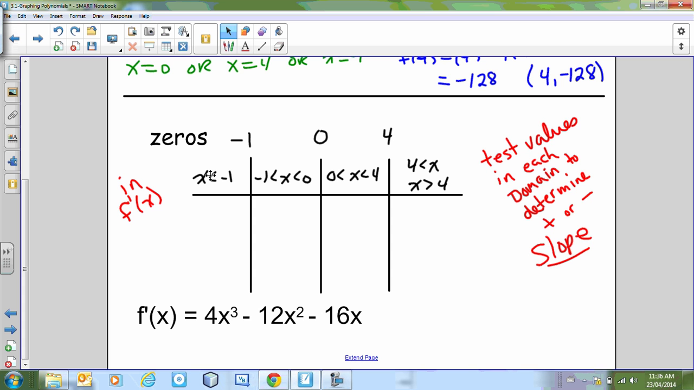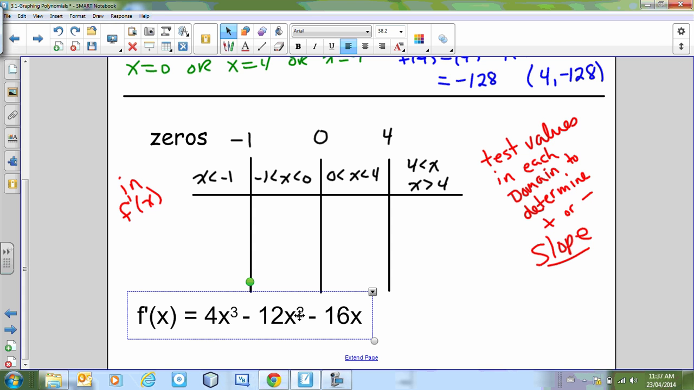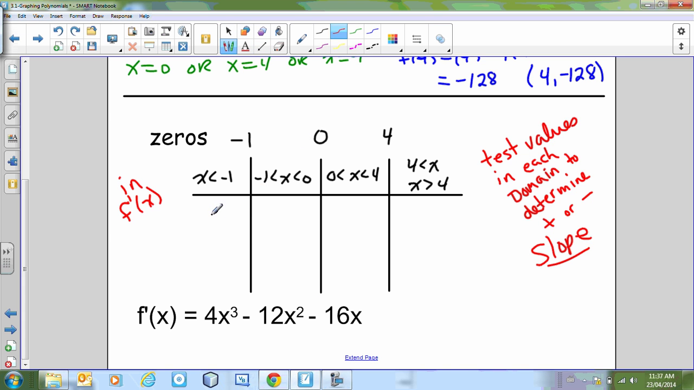I'm looking for something less than -1, so something like -2. So I have -32 here. I have -48 here. So clearly, in this domain here, I have a negative value. So that means I'm decreasing to hit the -1. After that, if I test a value in here, I would find that I'm increasing back up to the 0. If I've increased to the 0, I've clearly decreased down to the 4, and I've increased beyond the 4 by putting in positive numbers in all these spots. And so that tells me what my graph will look like.